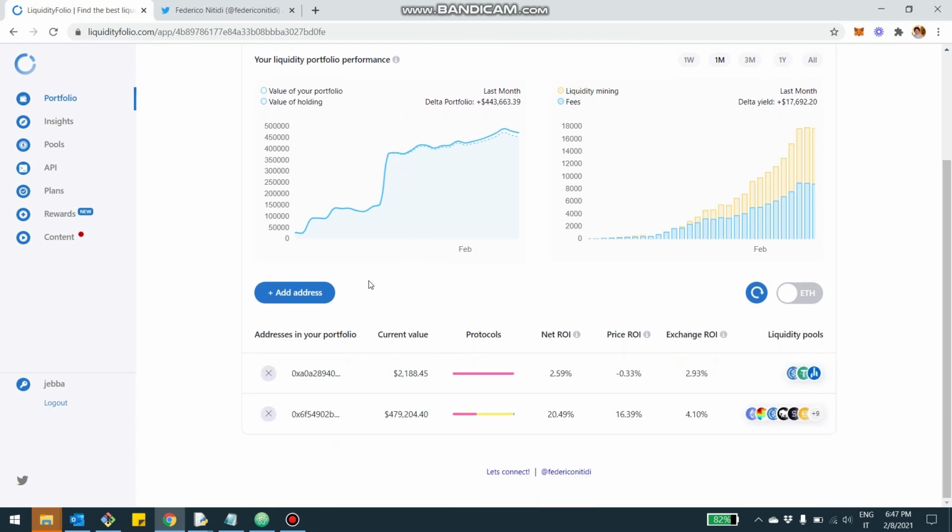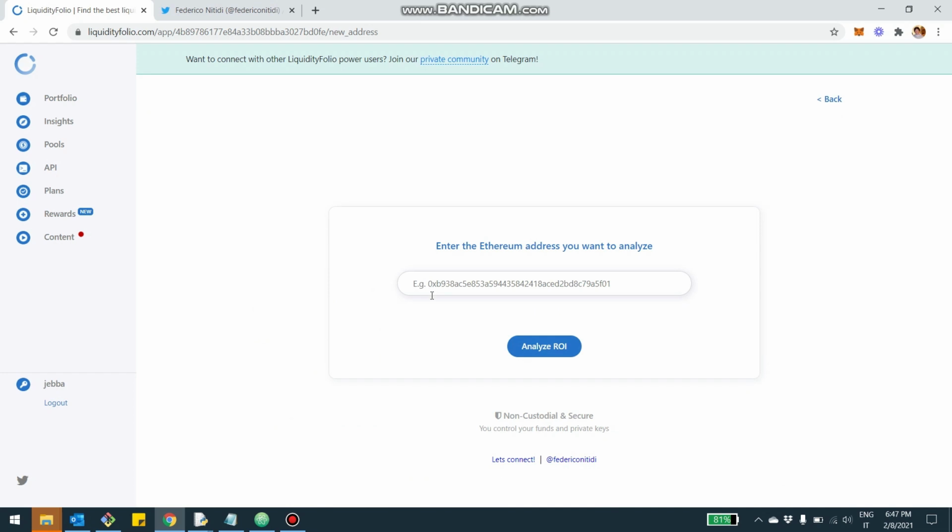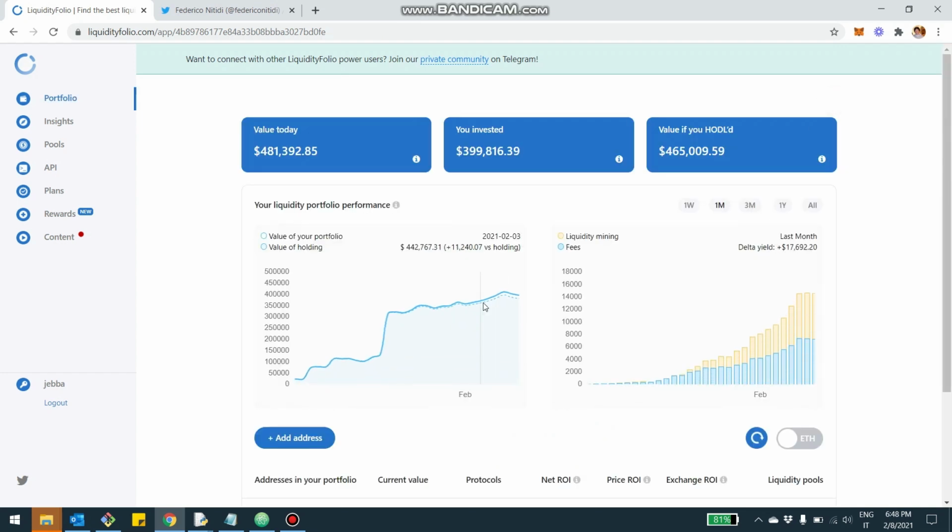The thing you have to do in order to visualize data is add your address, and you can do it when you sign up to the platform. Just simply paste your address here and click Analyze ROI, and you can add more than one, as you can see here. Now, once the analysis is done and you see the charts and so on, you can also get some more advanced insights if you click on the tab Insights here.